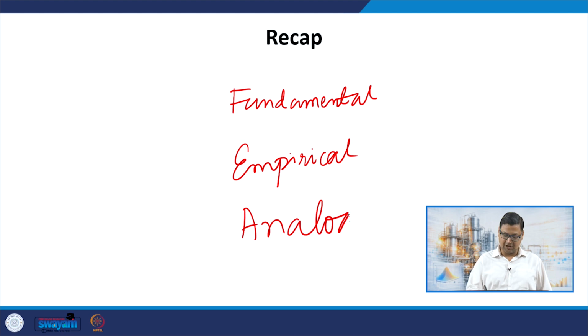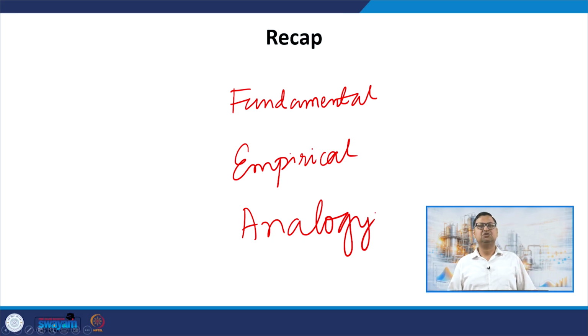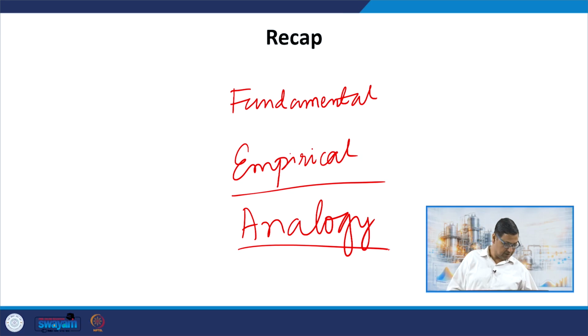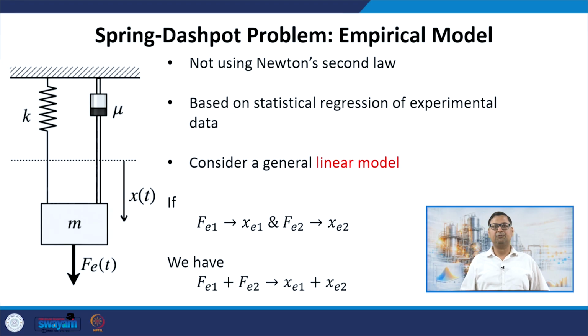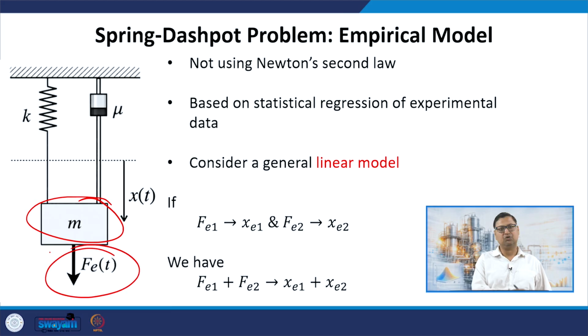So today, in this lecture, I will develop the empirical model and the model by analogy for the same problem of spring and dashpot. Just to recap the problem: we have a block of mass m that is being pulled down with an external force Fe, which can be a function of time, and it is supported to the wall with a spring of stiffness constant K and a viscous dashpot of viscosity mu.